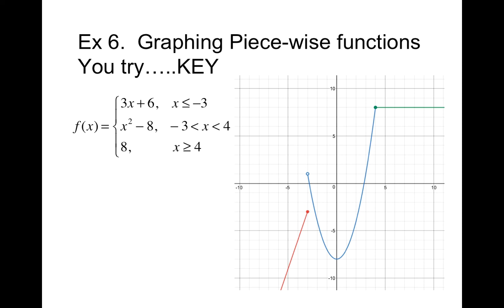When you look at the answer key, you can assume that the first function, 3x plus 6, is in red. It has an arrowhead on the far left and continues off of the graph. The parabola x squared minus 8 is in the center section between -3 and 4. And then the third section, the green section, is the line y equals 8, which is a horizontal line. This is an example of a discontinuous graph because of the break between the red and the blue graph.